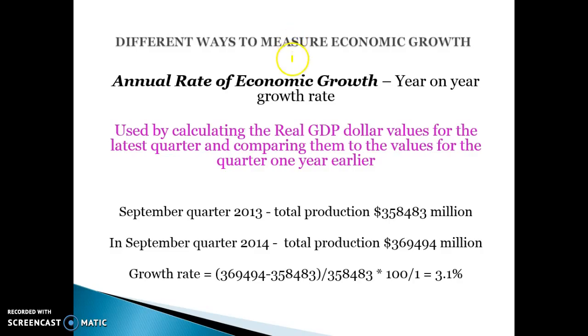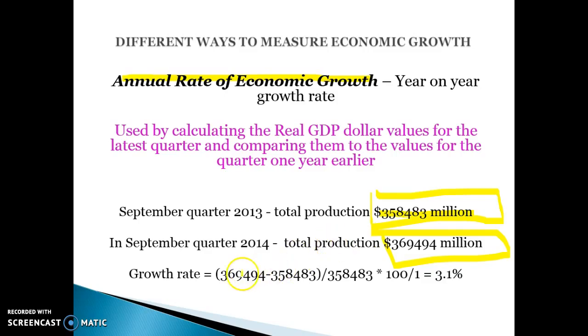There's different ways to measure economic growth. The first one is what we call the annual rate of economic growth, or the year-on-year growth rate. What we do to calculate that is we compare the GDP figures from this period this year to this period last year. So we calculate the real GDP dollar values for the last quarter and compare them to the values for the quarter 1 year earlier. For example, if total production was 358,483 million in the September quarter 2013, so in July, August and September of 2013 we produced this much, and if in 2014 we produced 369,494 million, to work out the annual rate of economic growth, we're comparing this year's quarter to last year's quarter.